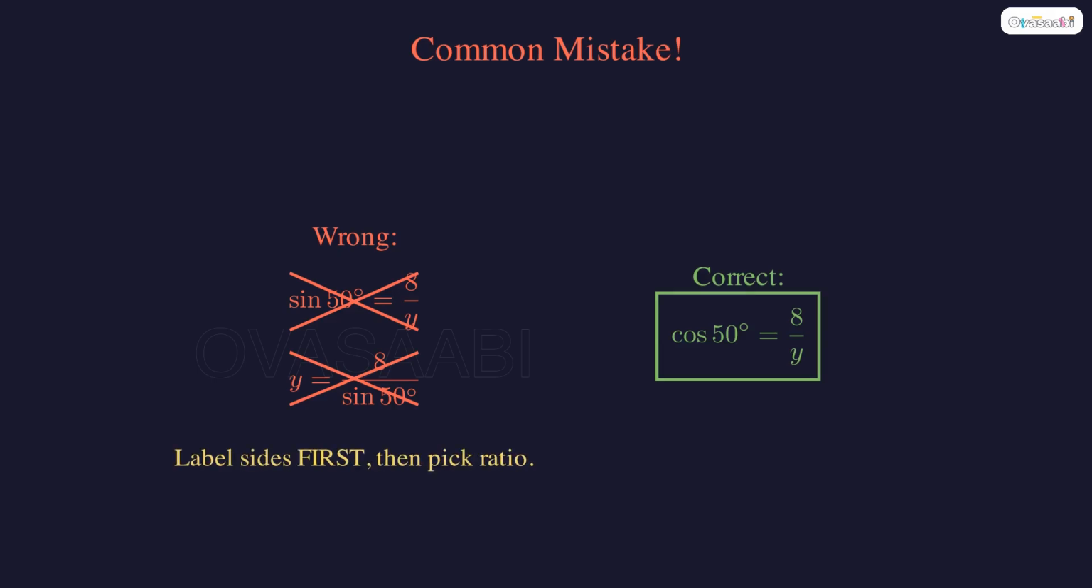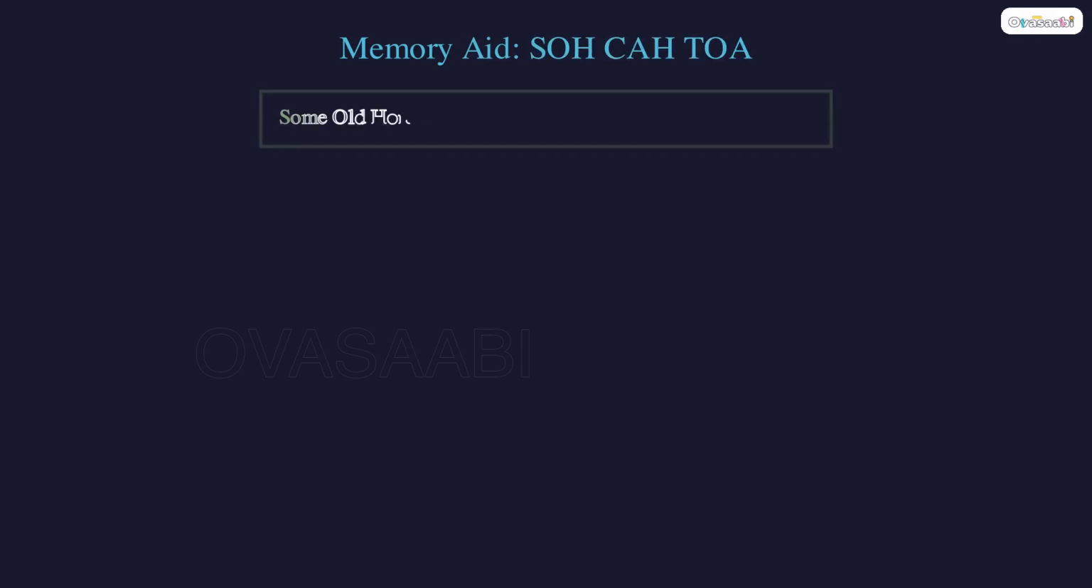Common mistake. Many students pick the wrong ratio. They use sine when they should use cosine. Always label opposite, adjacent, and hypotenuse first, then choose the matching ratio.